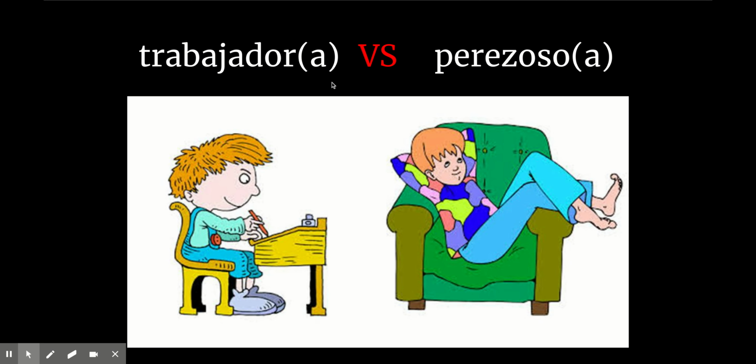Trabajador, hardworking. Trabajadora, hardworking, as in a female, okay? Versus perezoso, perezosa. So many of you are perezosos. Lazy, guys, lazy. Don't be perezoso, be trabajador, okay? But those are the two differences here. Hardworking versus lazy. Perezoso, perezosa, trabajador, trabajadora. Make sure you put the A there because sometimes you might need to use that A, depending on if it is a gentleman or a lady.